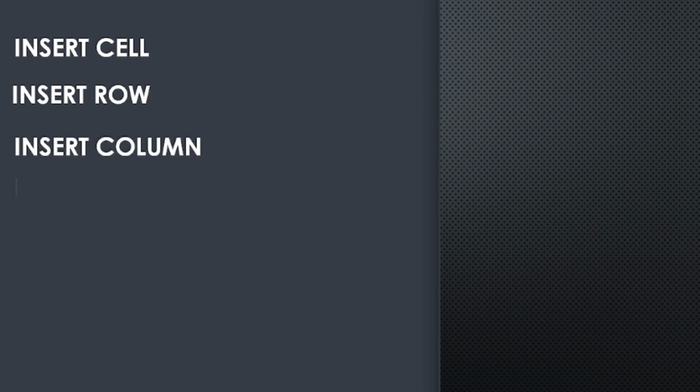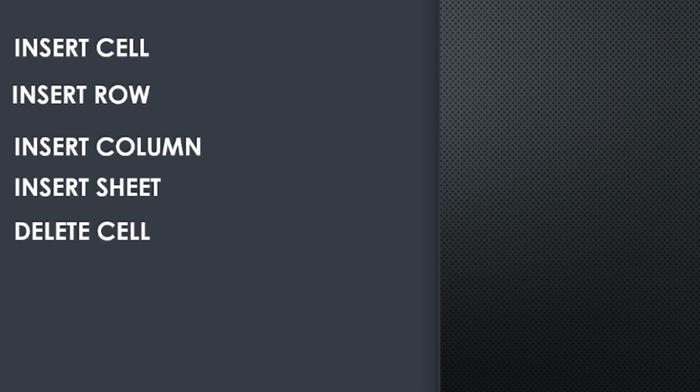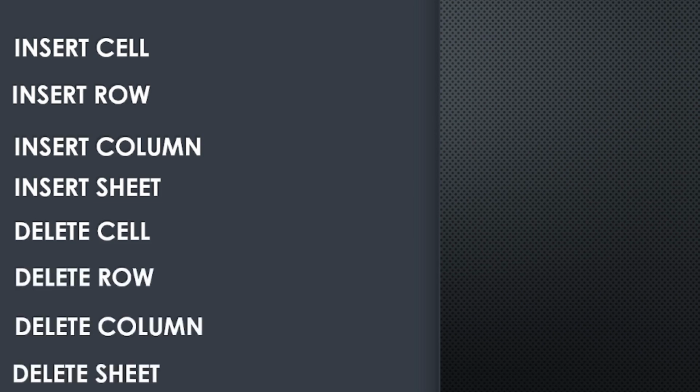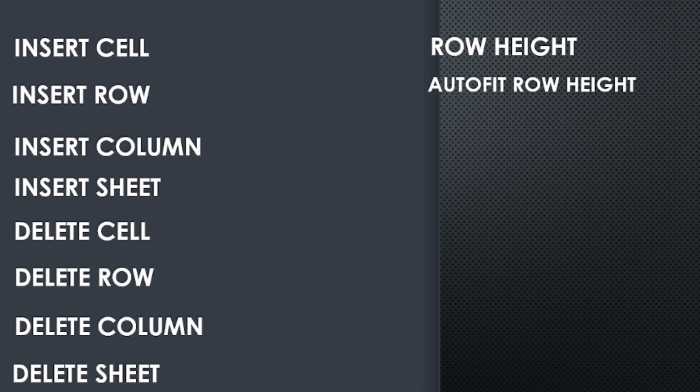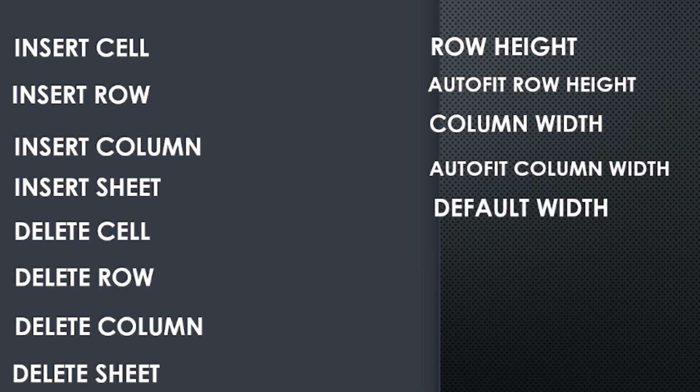We're going to look at the following. At the end of these lectures, you're able to insert cells, create new cells, insert rows, insert columns, insert sheets, delete cells, delete rows, delete columns, and delete sheets. Then the other one is adjustment of row height. You are also going to be able to use auto fit row height. I'll explain that. Then column width, then auto fit column width.